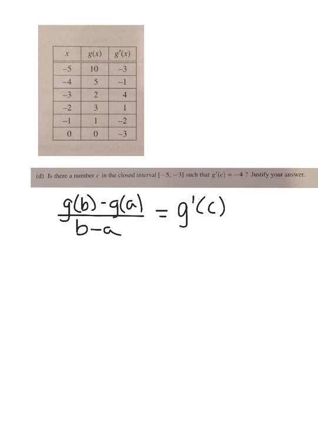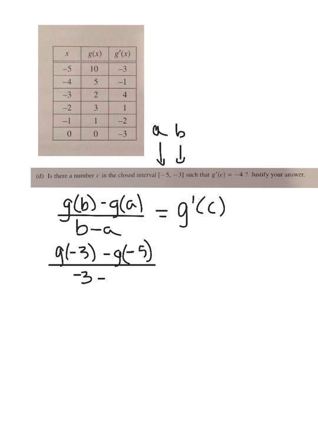Now that's just the general formula. Now we're going to plug in our B and our A. So your B, remember, that's your B, and that's your A. So we're going to do G of -3 minus G of -5 over -3 minus -5. All right, so we're just going to work this out, and let's see if we end up getting -4. You can look all this up. You can pause me, work this out, see what you get.